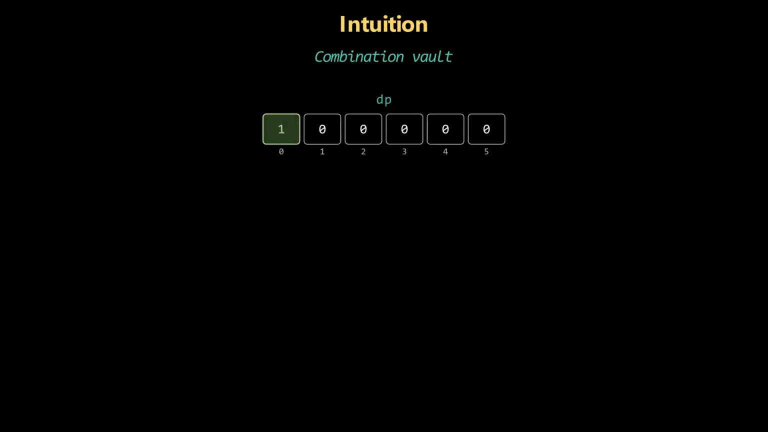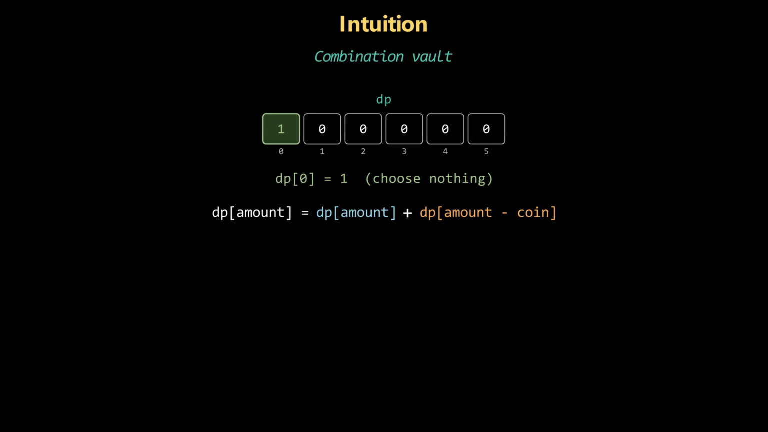This maps beautifully into a single one-dimensional array where each index represents a mini target amount. We initialize our base case, dp0 equals 1, because there is exactly one way to make 0 cents, by choosing nothing at all. For any higher amount, its new total is simply its current value plus the value of its backward remainder. It is pure, clean addition, with no complex minimization or matrix storage required.